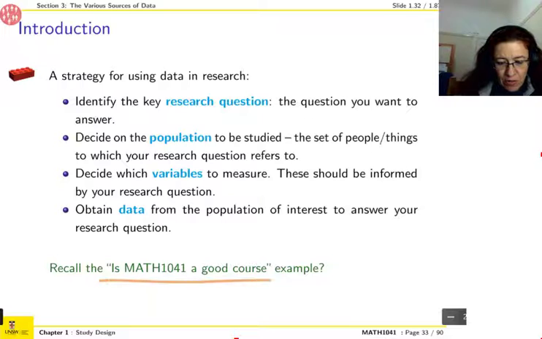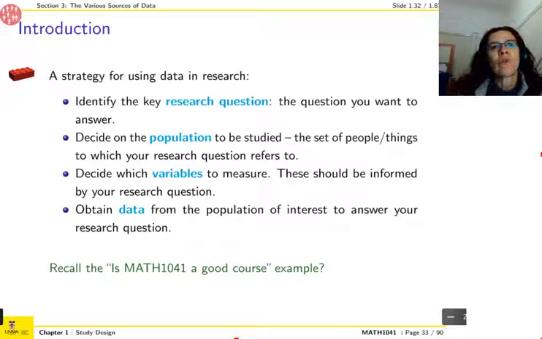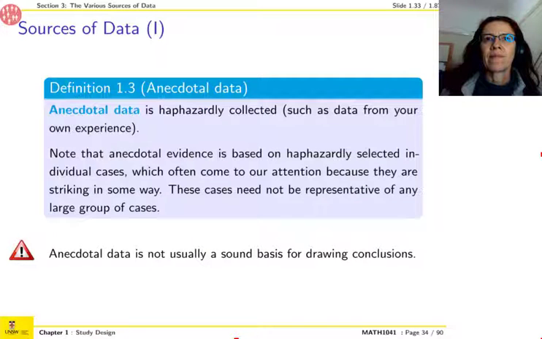For example, still for this one, you may want to decide you want to know what happened a given year, because maybe there was a change in the way it was taught, or whether your population is wider, you want to look at different instances of that course. Decide exactly what you want to measure. What are the variables of interest? And of course, that's going to depend on what you actually want to study. And then you need to obtain some data. And that's what we are focusing on in this lecture. Let's start listing different sources of data.